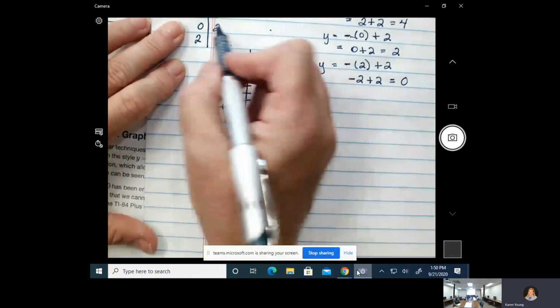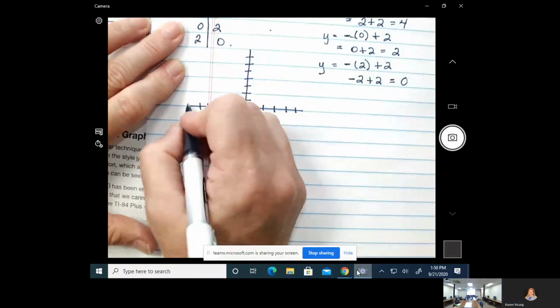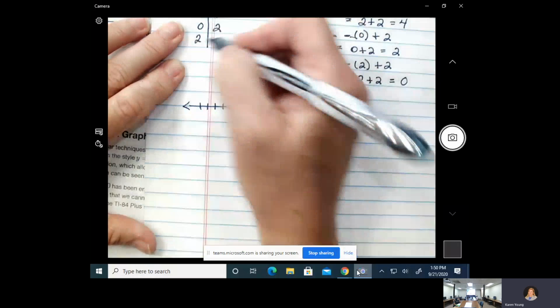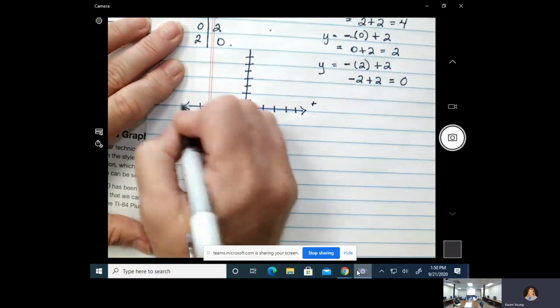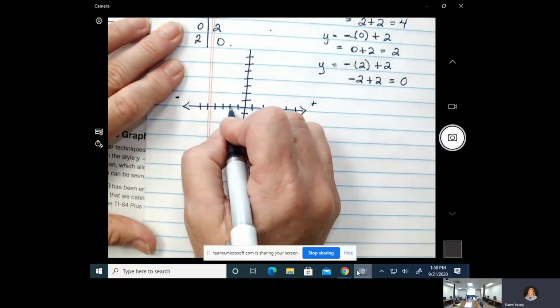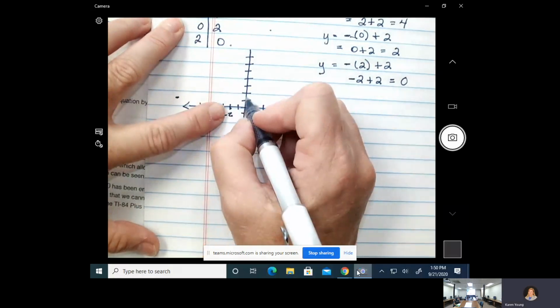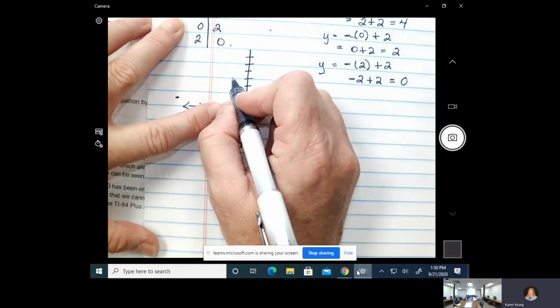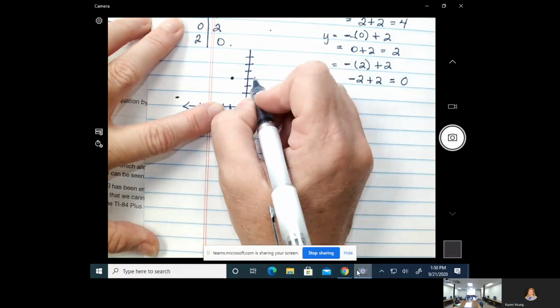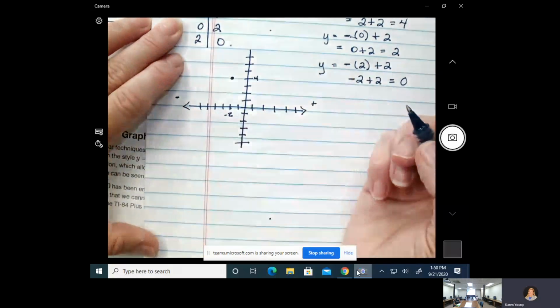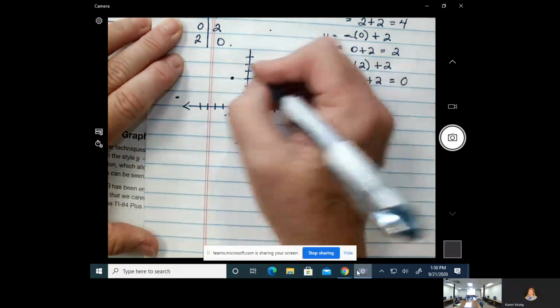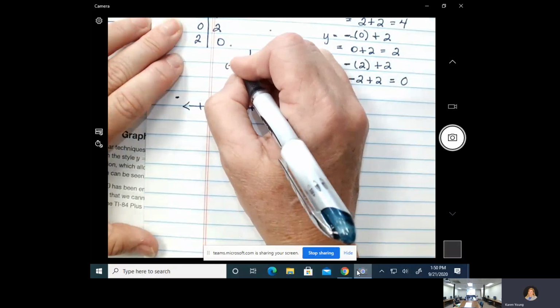Okay, so I'm going to draw negative 2 on X. So this is positive, this is negative over here. So I go to negative 2, and then I'm going to go up 4. So 1, 2, 3, 4. And where those two lines would intersect is where I draw my point. And I'm going to label it negative 2, 4.